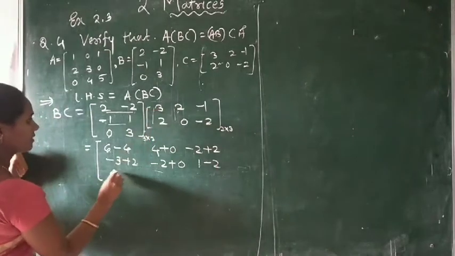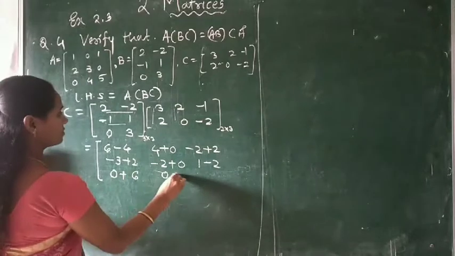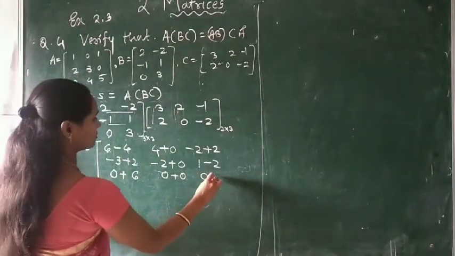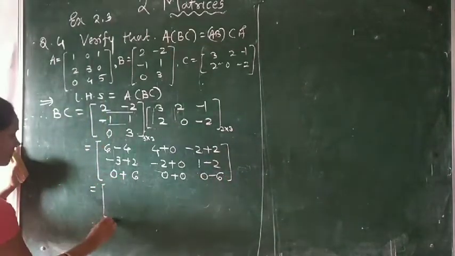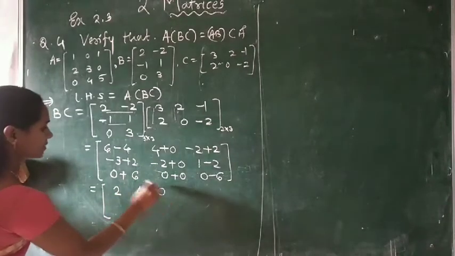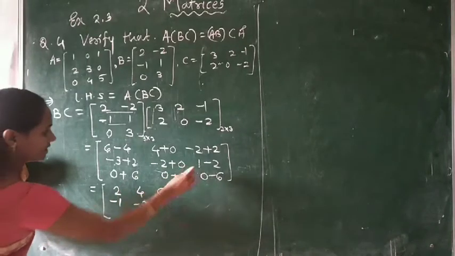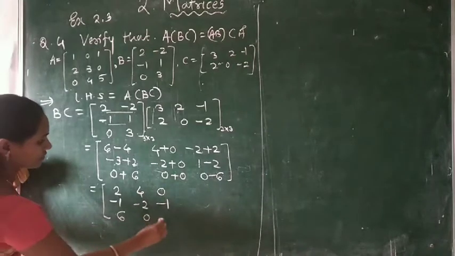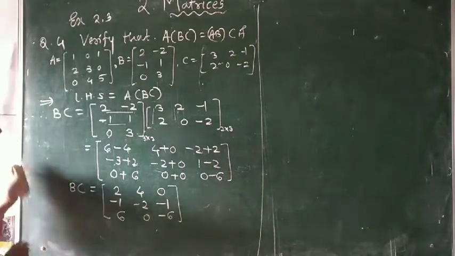0 into 3, 0. 3 into 2, 6. 0 into 2, 0. And 3 into 0, 0. 0 into minus 1, 0. 3 into minus 2, minus 6. Therefore 6 minus 4, 2. 4 plus 0, 4. Minus 2 plus 2, 0. Minus 3 plus 2, minus 1. Here minus 2 plus 1, minus 1. 6, 0 and minus 6. This is the matrix BC.